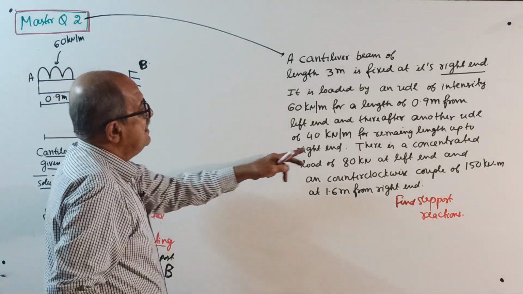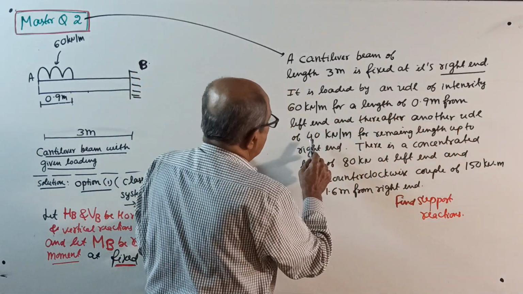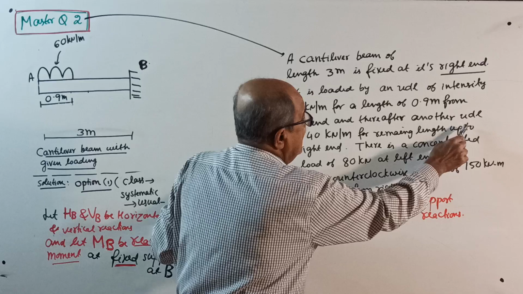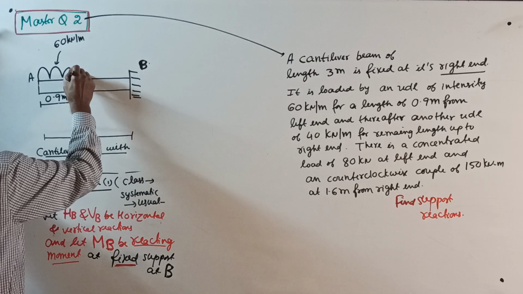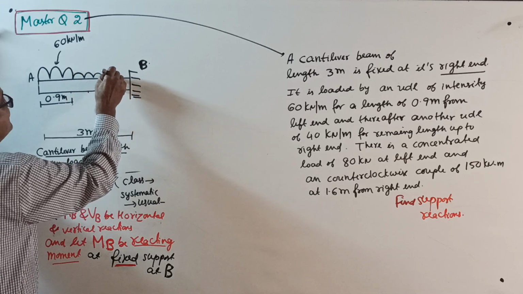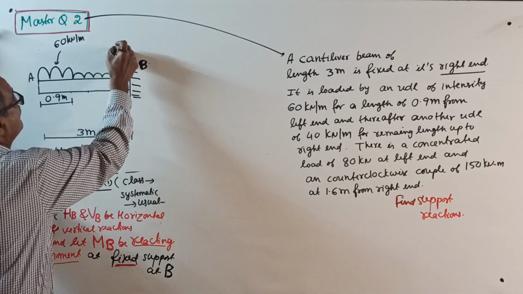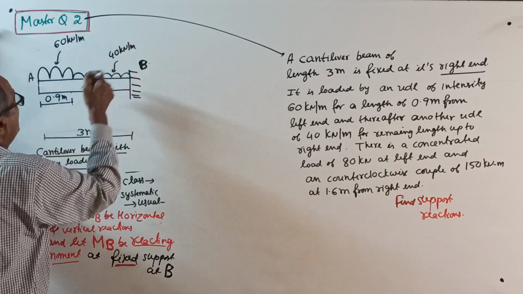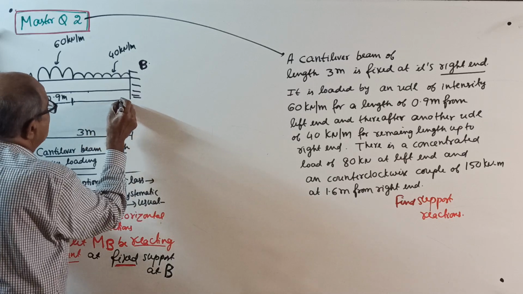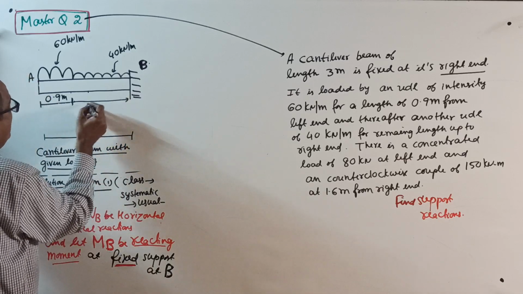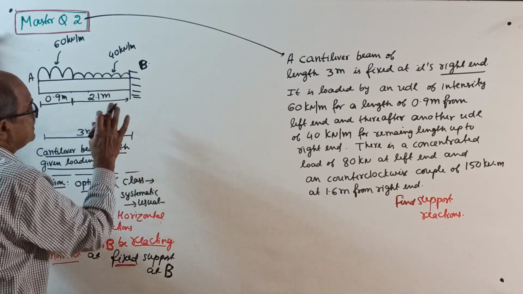And thereafter, after this UDL is over, another UDL of 40 kN per meter for remaining length up to right end. So right from here, the second UDL, a little lesser. This is 60 kN per meter, this is 40 kN per meter. It is given for remaining length up to right end. Since the first is 0.9 meter, this will be 3 minus 0.9, which is 2.1 meter. Calculated value, because remaining length is told.